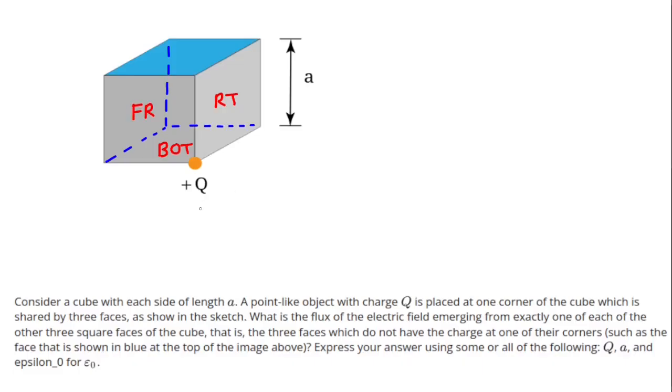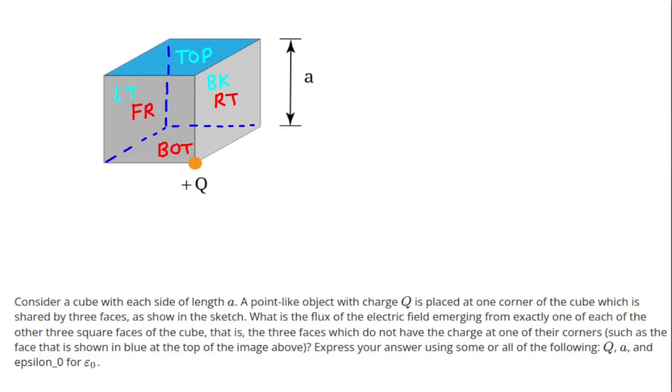What is the flux of the electric field emerging from exactly one of each of the other three square faces of the cube, being the faces that don't have the charge at one of their corners? So these would be either the top face, the left face, or the back face.